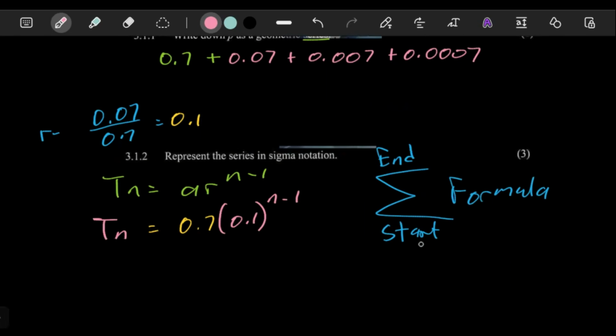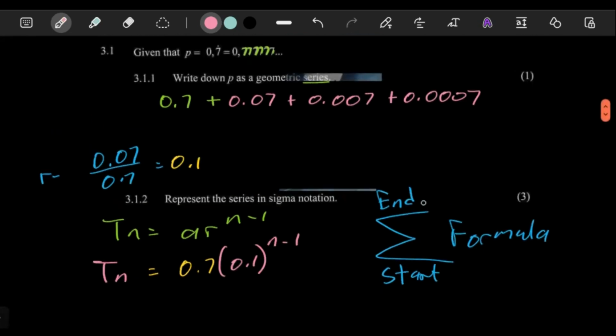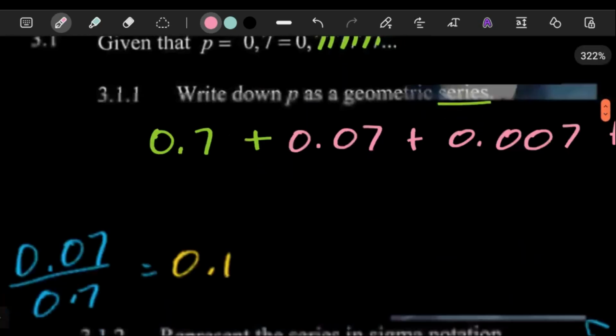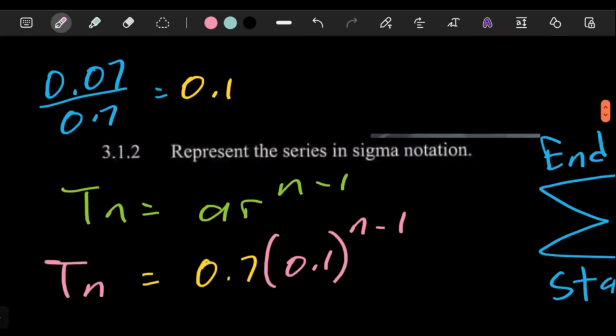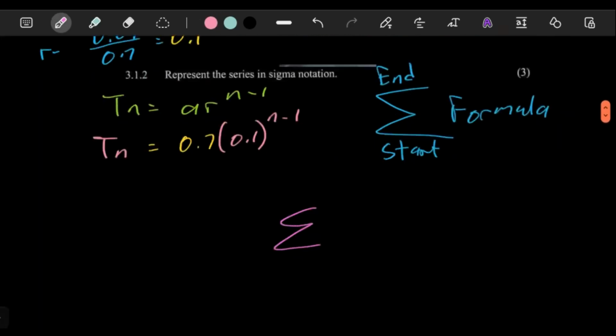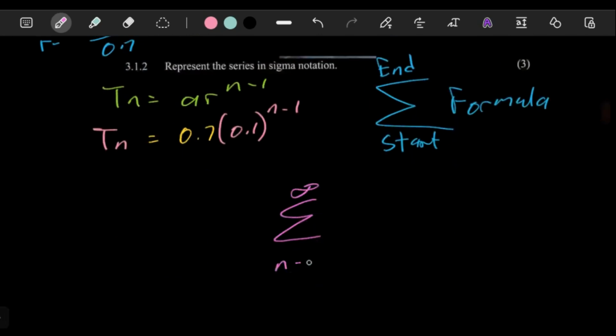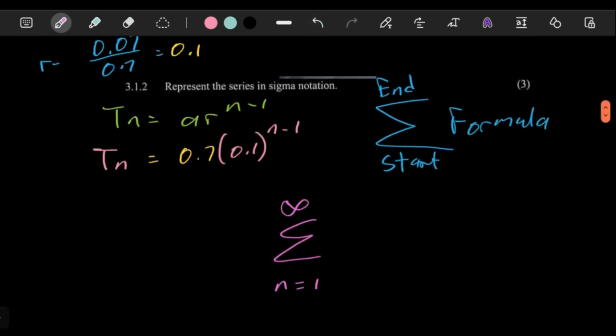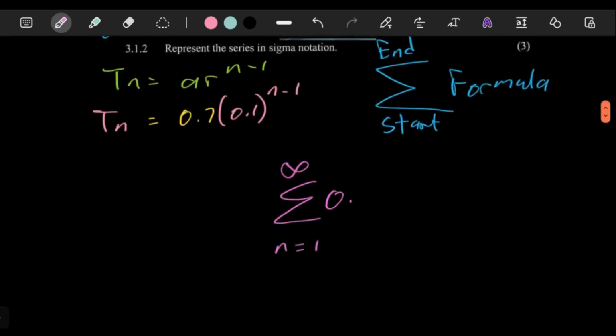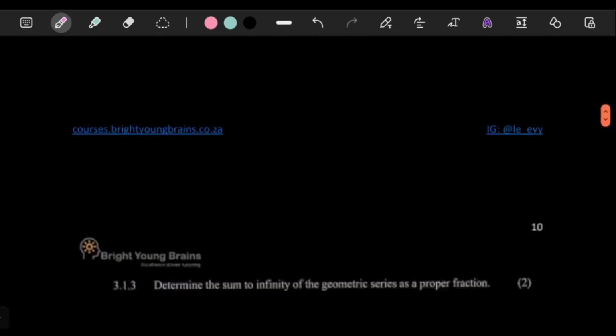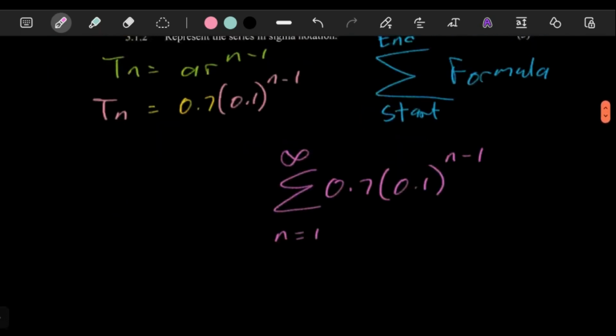So we know what to put here. In terms of adding up values, we're going to start from 1 going all the way to, but in this case, this is recurring, so it goes on forever. So it has to be sum to infinity. So here we're going to put a sigma symbol, goes to infinity, starts when n is 1. So it's 0.7 times 0.1 to the power n minus 1. That's fine. So that's your sigma expression over there.